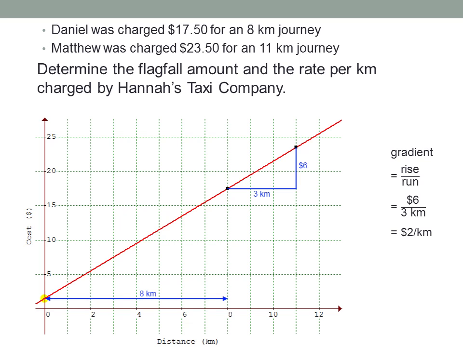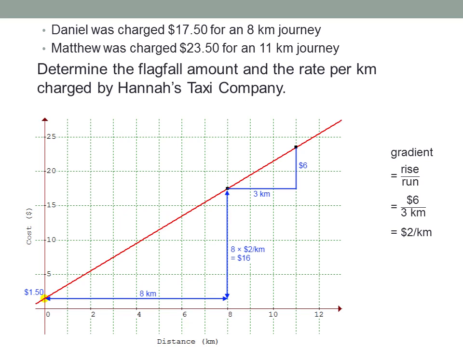Well, that point is 8 kilometres less than the first point I actually know, which is Daniel's journey. But the gradient says that the cost goes up by $2 for every kilometre of distance. So the cost must have risen by 8 times 2, or $16, over the same section on the graph. What's $16 less than $17.50? It's $1.50. So the y-intercept, which is the flagfall fee, is $1.50.